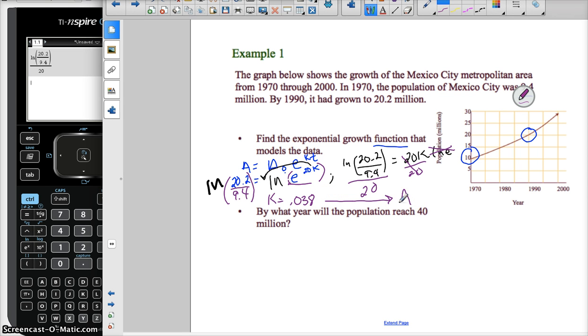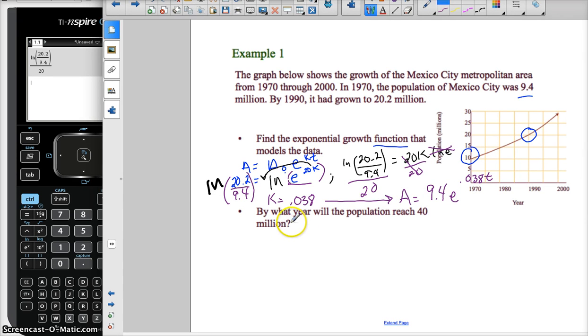So the amount at any given year is equal to the initial amount of 9.4 million people times e to the 0.038 times t power. Notice in our final expression, t, the independent variable, is in our model, and A, which represents in this case our population, our dependent variable, is represented. So you should always have a constant value for the initial amount and k, the growth rate, when you are writing a growth function. So let's answer this second question.